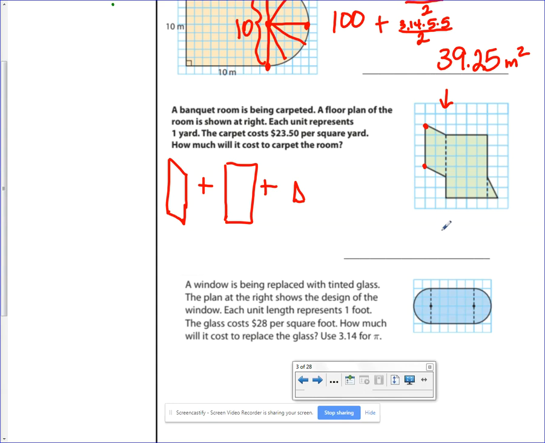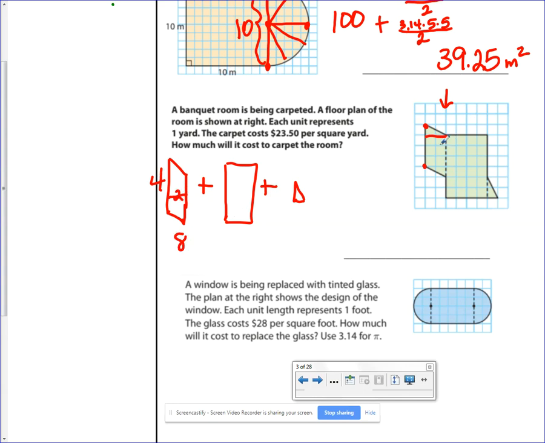Parallelogram formula, if you flip back to that first page, said base times height. 1, 2, 3, 4. The base is 4. The height is this way. That is 2. The height is 2. So base times height, 4 times 2, 8.